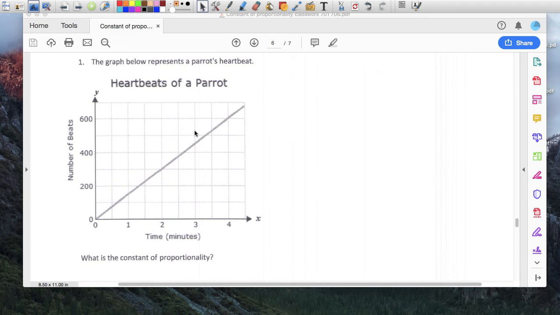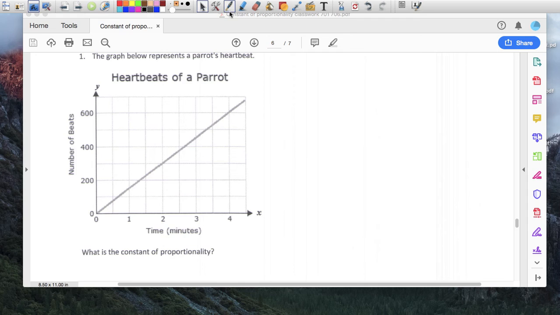Heartbeats of a parrot. What is the constant of proportionality? Well, if I look at 1, I can't really tell what value that is, so I can't use that easy tactic to find the constant of proportionality, because the constant of proportionality would be this number right here. So let's pick a number we can actually see. About 4 and 600. 4 and 600 looks okay. This point right here. So k equals y over x. k equals 600 over 4.